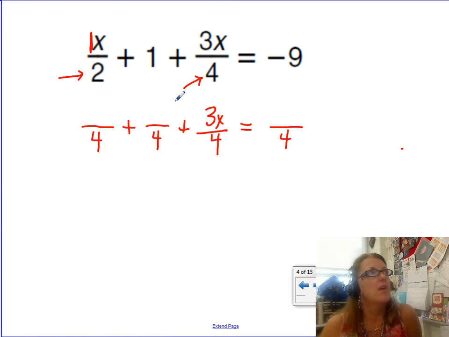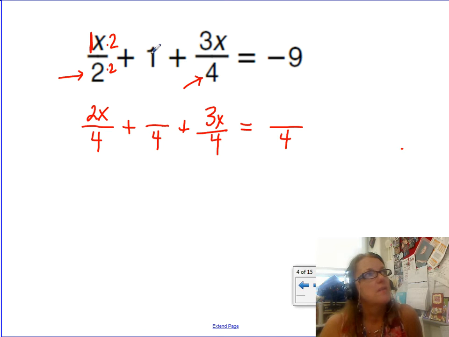Okay? All right, so let's go to this guy. If I have a 1x over 2 and I want to change this into fourths, I have to multiply numerator and denominator by 2. That gives me 4 on the bottom and a 2x on the top. Take a minute and let that sink in.